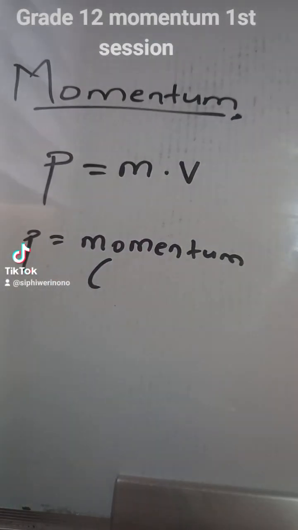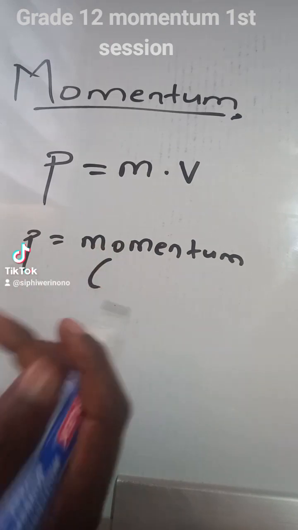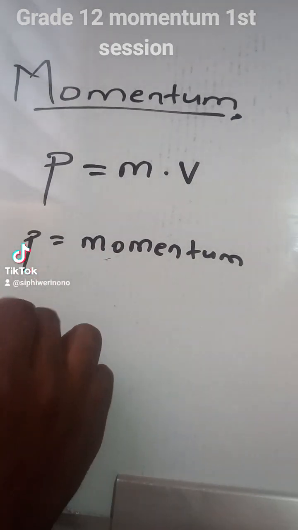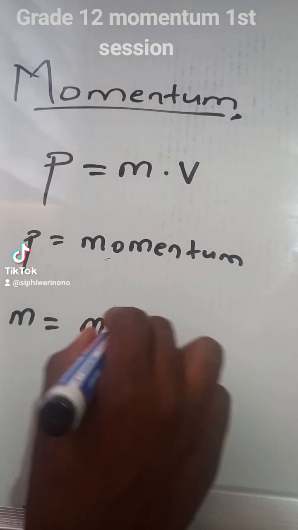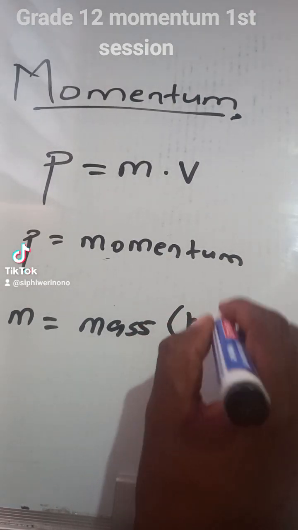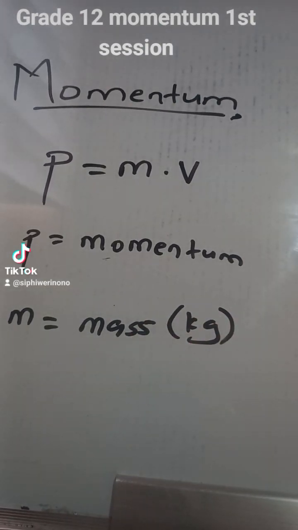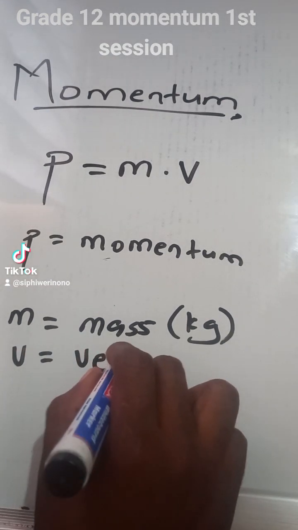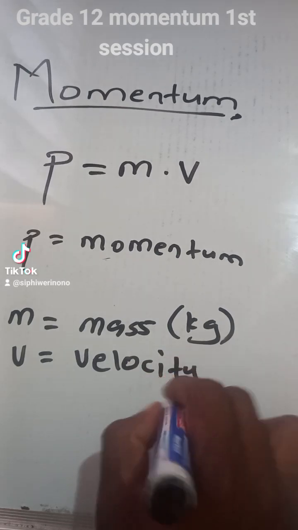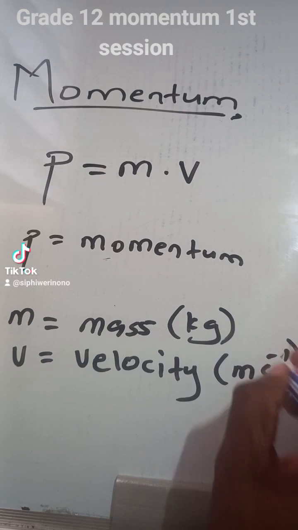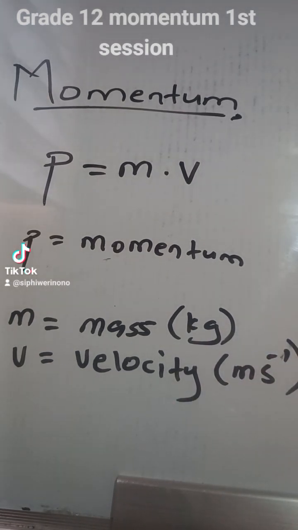Then the SI unit for momentum, but let me first show you the other symbols. M stands for the mass of an object that we'll be using. The mass is measured in kilograms. And V stands for the velocity, which is measured in meters per second.